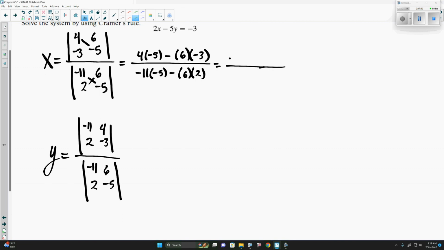4 times negative 5 is negative 20. Minus 6 times negative 3 is negative 18. The denominator, negative 11 times negative 5 is 55. Minus 6 times 2 is 12. 55 minus 12 is 43. The numerator, negative and negative makes it plus. Negative 20 plus 18 is 2.